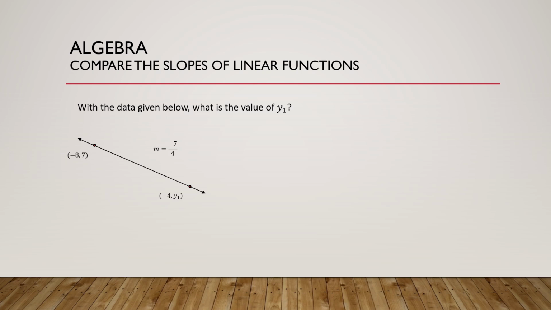With the data given below, what is the value of y1? This is again a slope problem, and we know the slope, or m, is equal to y2 minus y1 over x2 minus x1. The slope is given as negative 7 over 4. y2 is 7. y1 is not yet known, so we will leave that as y1. x2 is negative 8, and x1 is negative 4. We can simplify the denominator. Negative 8 minus negative 4 is negative 4.